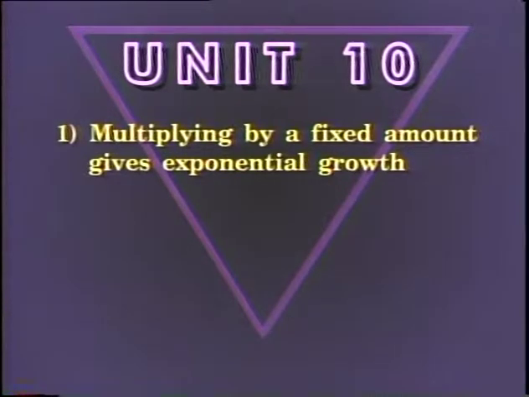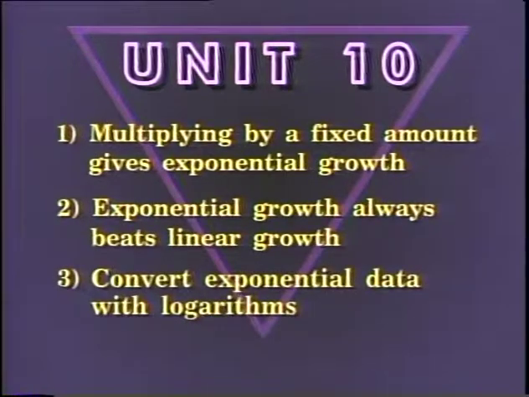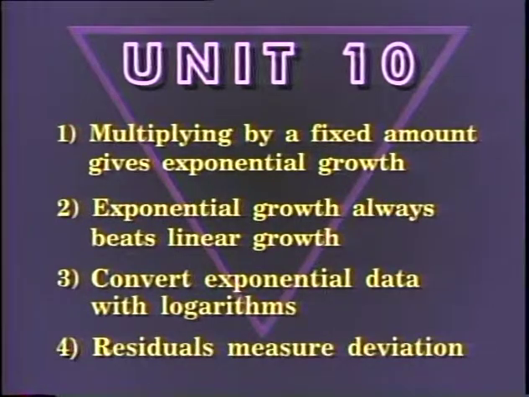In this unit, we've looked at exponential growth, which results from multiplying a fixed amount over time. We've seen that although such growth starts out slowly, it increases explosively later on, and will always beat out linear growth in the end. We saw that we can convert an exponential curve to a straight line by taking logarithms. And finally, we saw that residuals measure the deviation of data points from a fitted straight line.